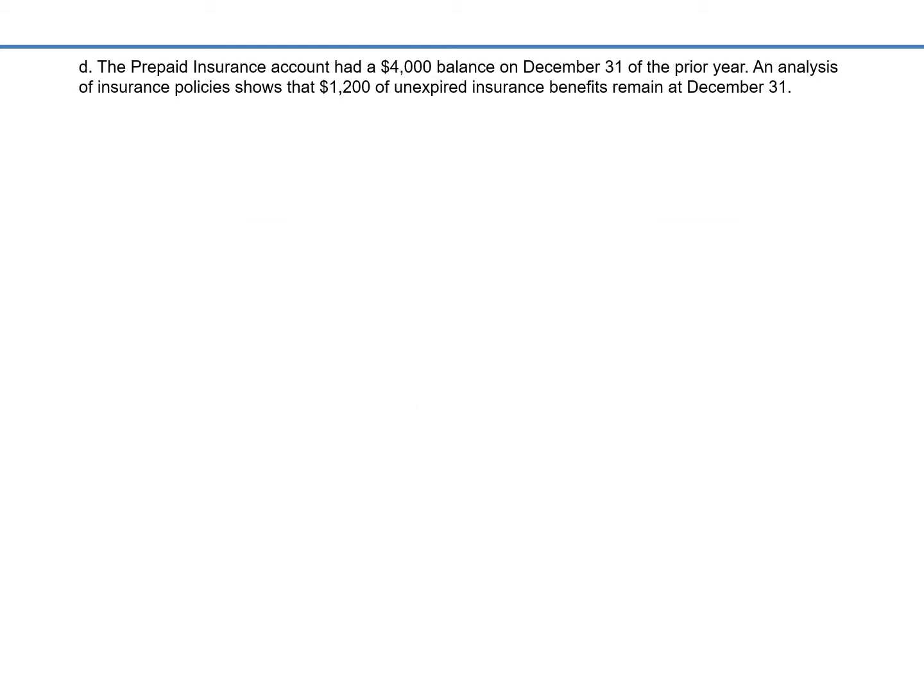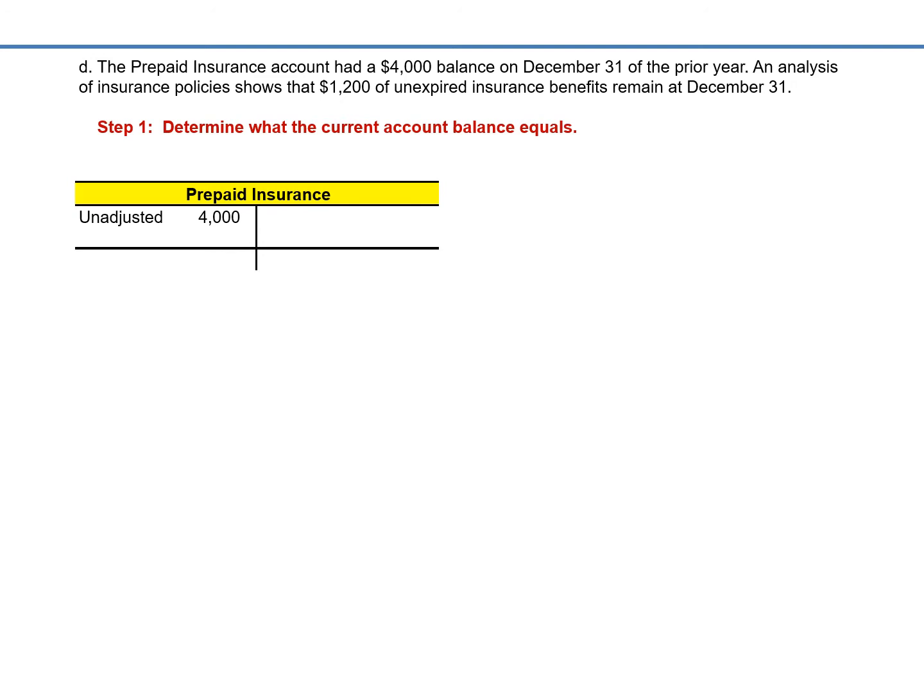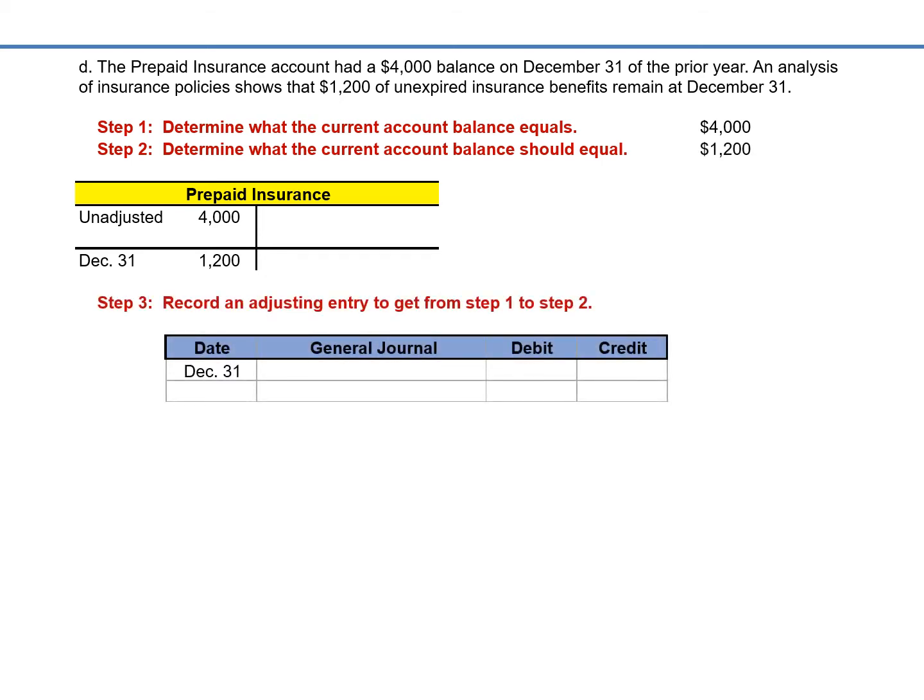All right, in letter D, the prepaid insurance account had $4,000 at December 31st of the prior year. An analysis of the insurance policy shows that we should have $1,200 of unexpired insurance benefits remaining. So what does our balance equal? $4,000. What should it equal? $1,200. We reduce balances in asset accounts with credits. So 4,000 minus 1,200 is 2,800, right? So we have a credit to prepaid insurance for 2,800 and a debit to insurance expense for 2,800.